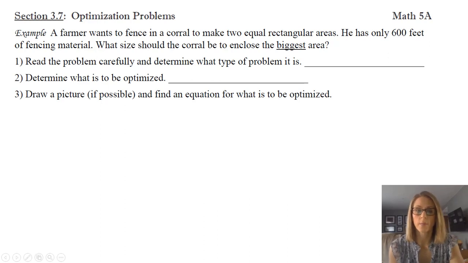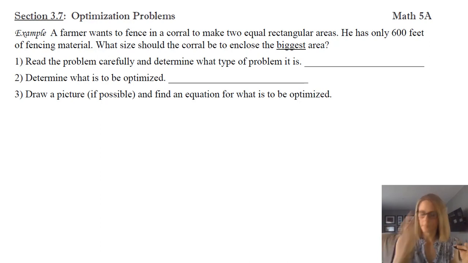So this is section 3.7, optimization problems. And in Calc 1, the word problems that we see are basically going to be either related rates or optimization, kind of the big problems that we see that are application problems.